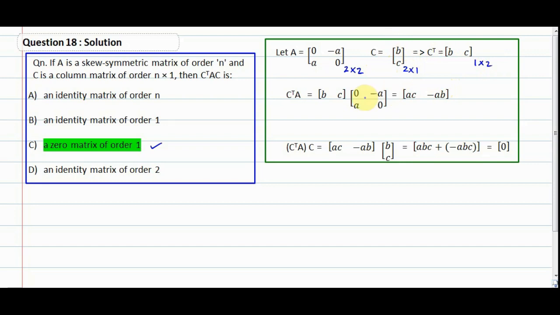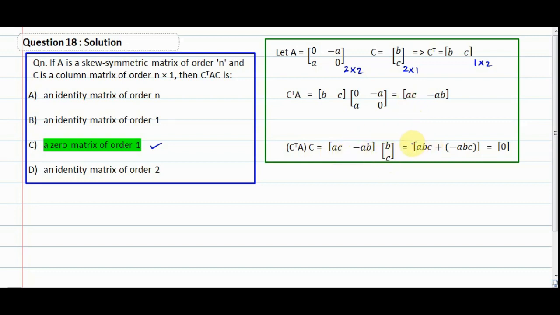Okay, now let's first multiply C transpose with A. So when you do a multiplication between C transpose and A, what we get is A into C as the first element, and the second element will be minus AB. Okay, now we will multiply this matrix with C. Okay, so we are multiplying this matrix with C.